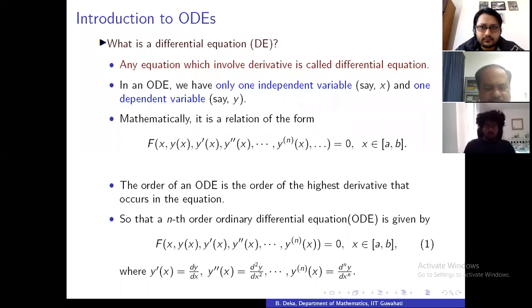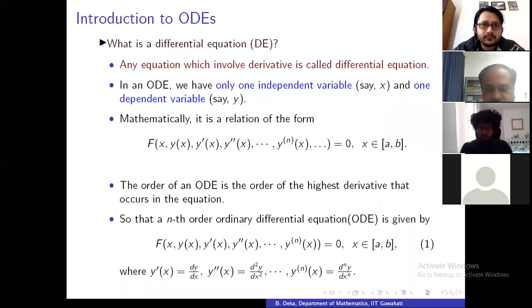An nth order differential equation involving x as an independent variable and y as a dependent variable can be given by a mathematical relation involving x, y, up to the derivative of order n, for x belonging to (a, b), where y', y'' are all the traditional notation to denote the derivative, right? The basic idea of a differential equation course is to find some function y which satisfies equation 1. So that is the main idea.